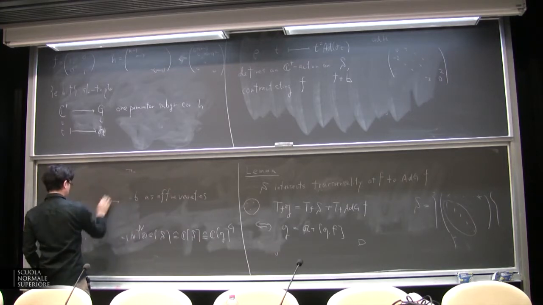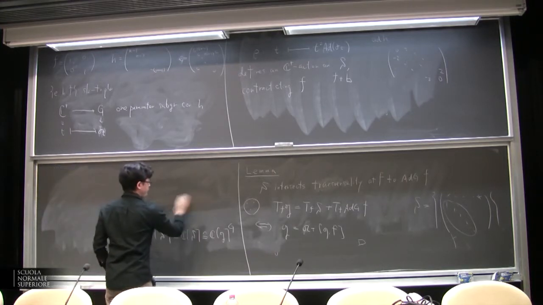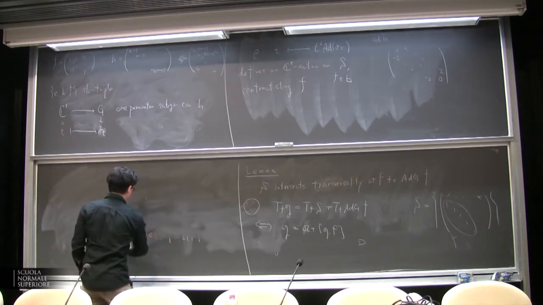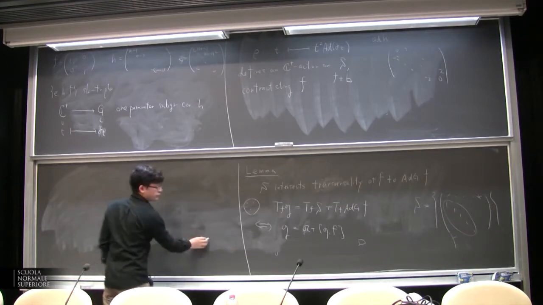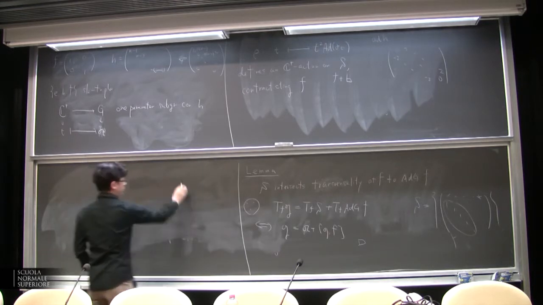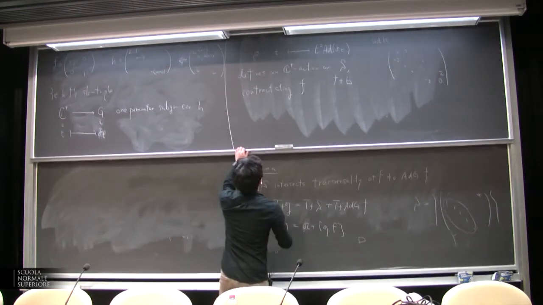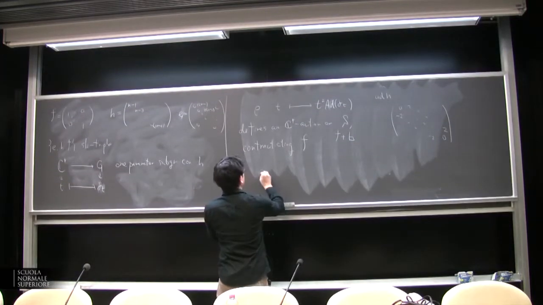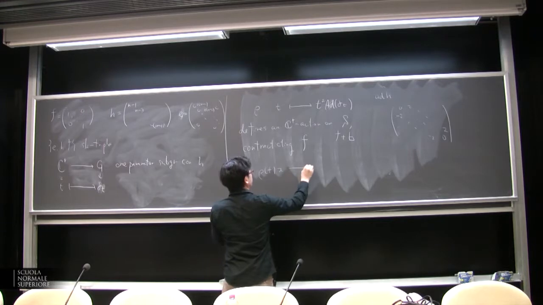By contracting F, you mean what? It means that if you take a limit T equals to zero, you get F. T goes to zero. So rho T of X goes to F.